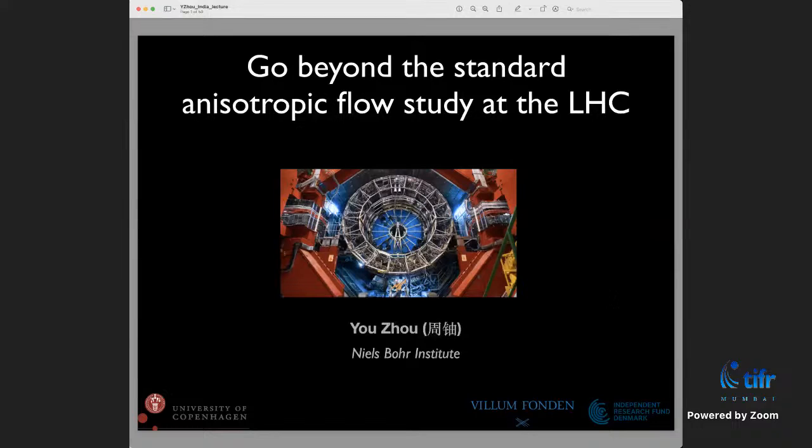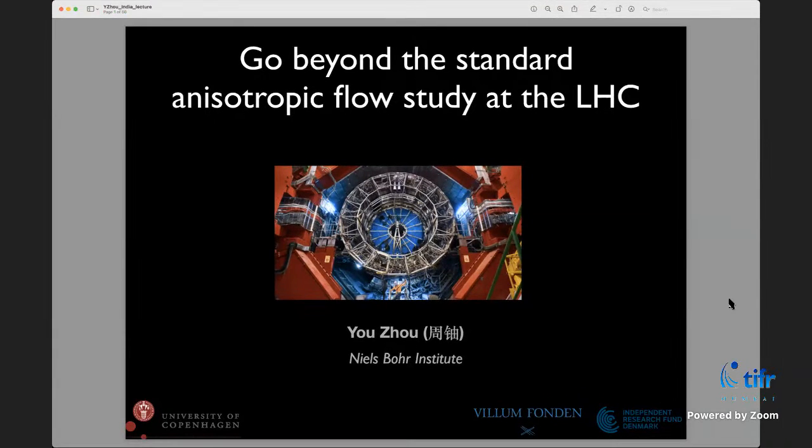So in the past few weeks, we have been discussing flow and its fluctuations from different heavy ion experiments. In past weeks, we had talks from the STAR collaboration and the CMS collaboration. Today we have Professor Zhou from the Niels Bohr Institute, and he will be talking about going beyond the standard anisotropic flow study at the LHC.